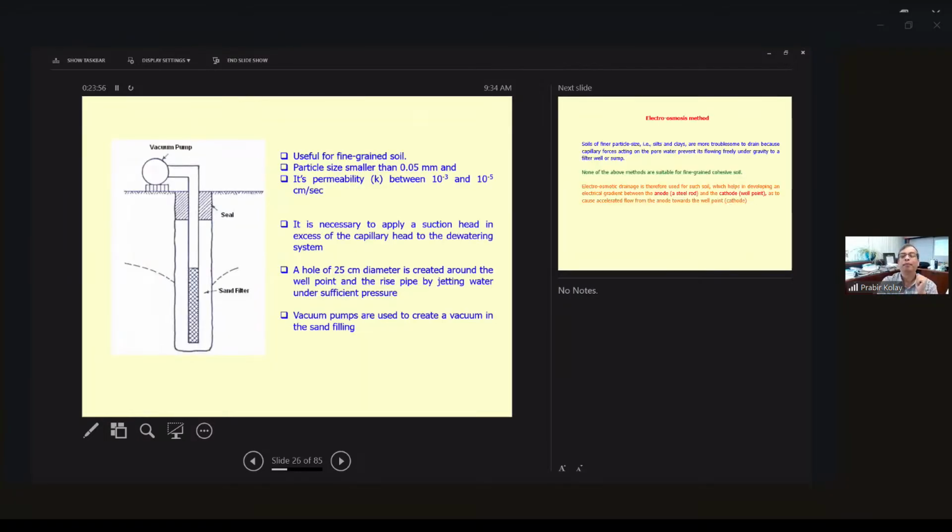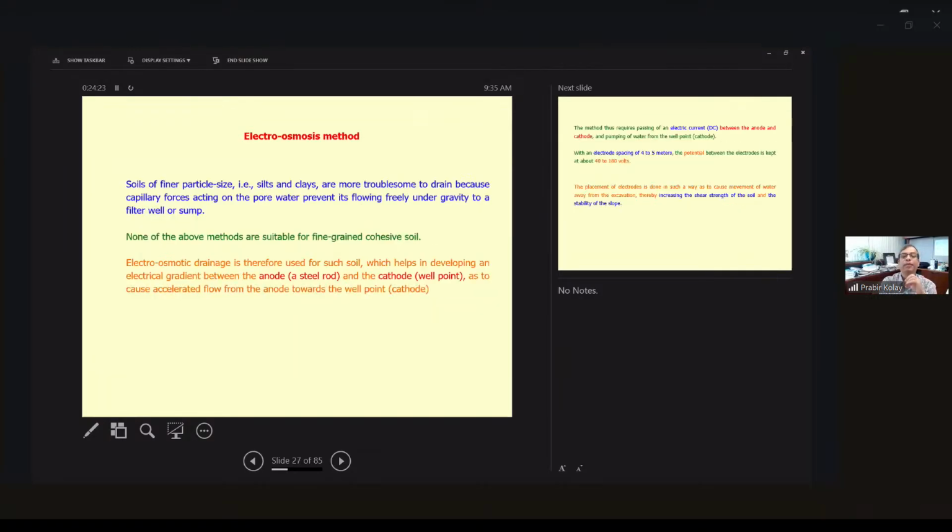Then the vacuum pump can be used. So here for the fine grained soil, permeability is between 10 to the power minus 3 to 10 to the power minus 5 centimeters a second. It is necessary to apply suction head, in excess of the capillary head, and then also to create a vacuum for the sand filling. So we have a sand filling and then the sealer, and then apply. Again, the idea is the same, to reduce the water table for the clay type of soil.